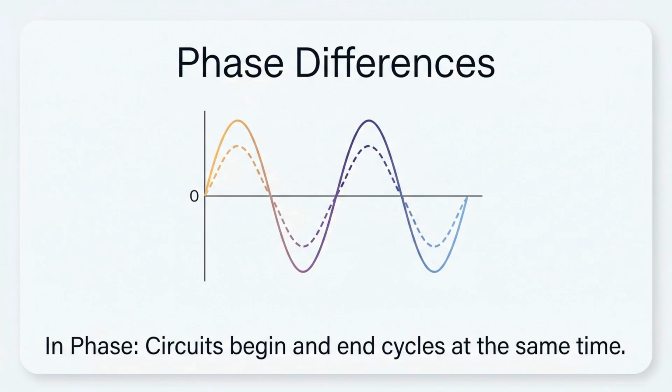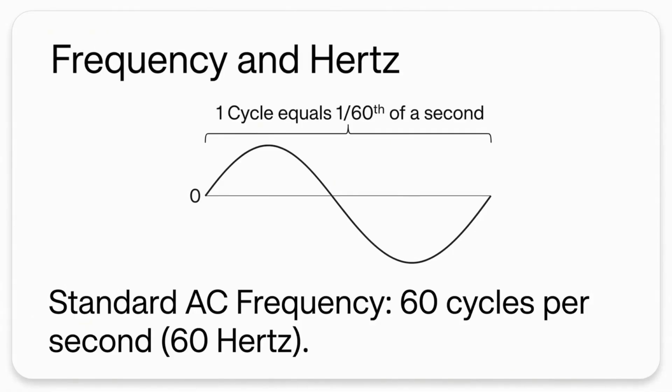Finally, let us discuss frequency. Frequency is the speed at which these cycles occur. Standard AC power in North America has a frequency of 60 cycles per second. We measure this in a unit called hertz. So 60 hertz means the generator is spinning 60 times every single second, producing 60 complete sine waves. In each of those cycles, the current changes direction twice.